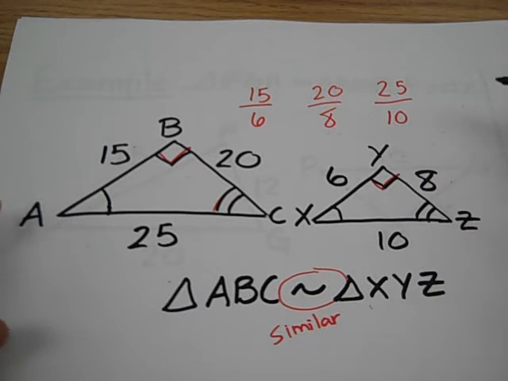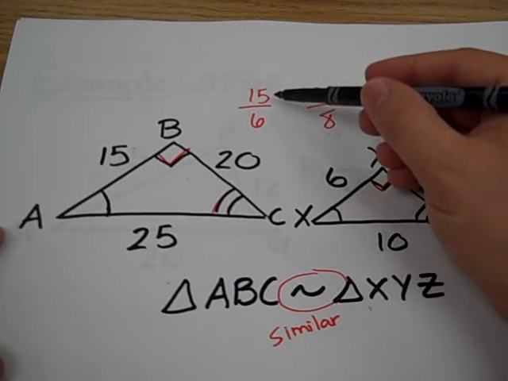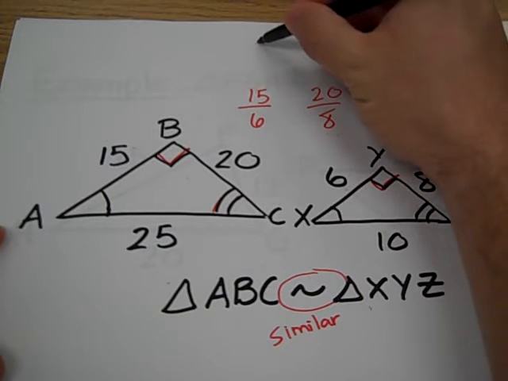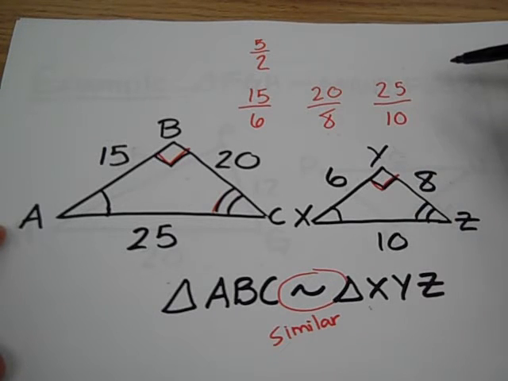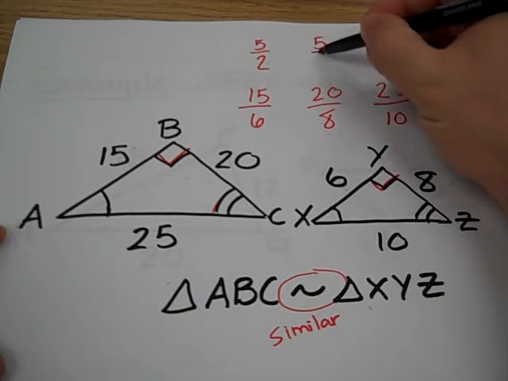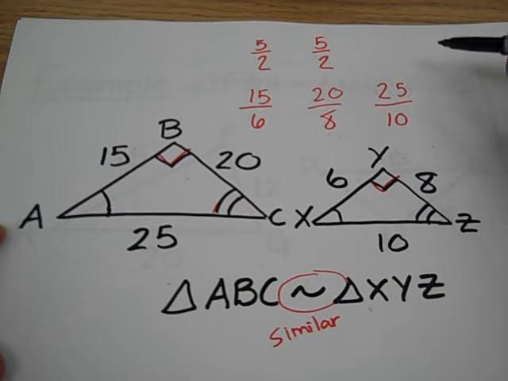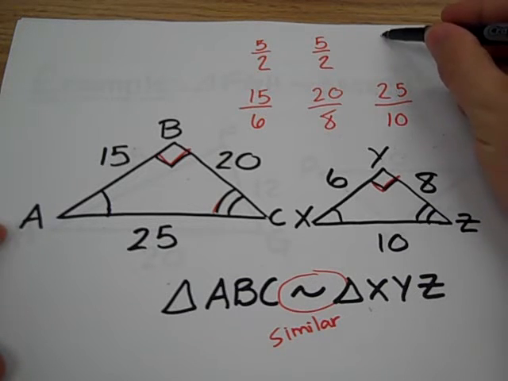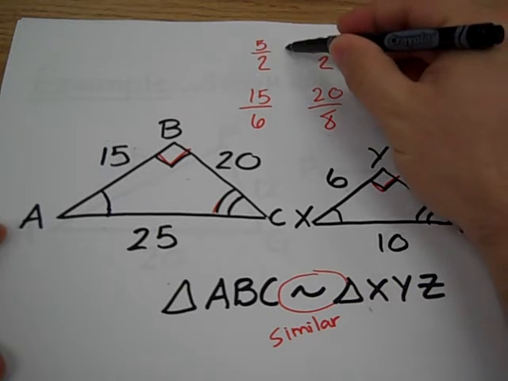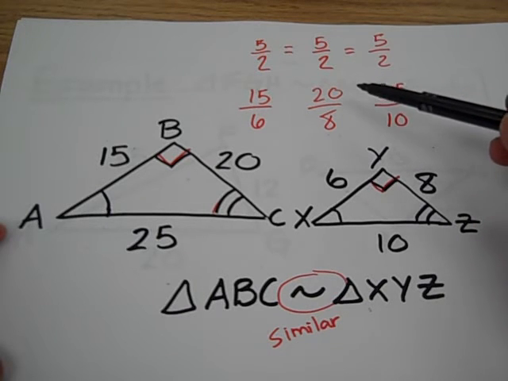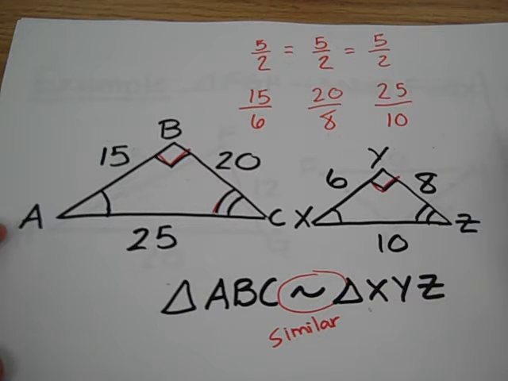Now in order for these to be in proportion, when I simplify all of them, they need to be the same fraction. So 15 over 6, we can divide both of those by 3, and I get 5 over 2. 20 over 8, we can divide both of those by 4, and I get 5 over 2. I'm sorry, I said multiply, I meant divide. 25 over 10, we can divide both of those by 5, and I get 5 over 2. So you can see that the fractions are in proportion, meaning they all simplified to be the same thing.